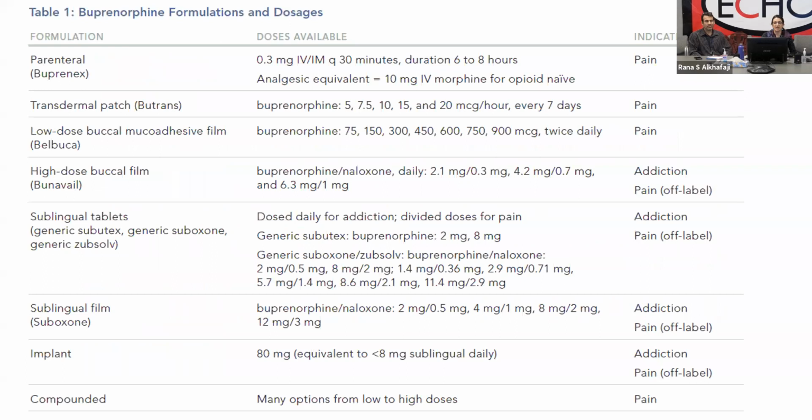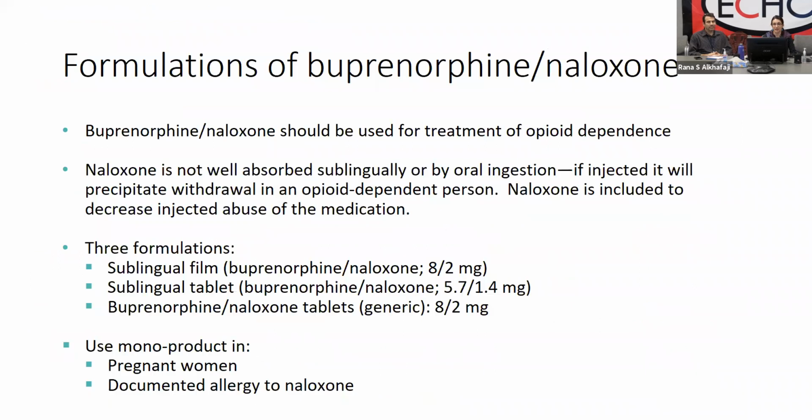Okay, so this slide is kind of busy about the formulations. The ones that we'll be talking about are there in the middle, so looking at the middle to bottom, the tablet form of buprenorphine, both Subutex and then Suboxone, so the mono and dual product, the Suboxone film. The ones on the top, those are used for pain.